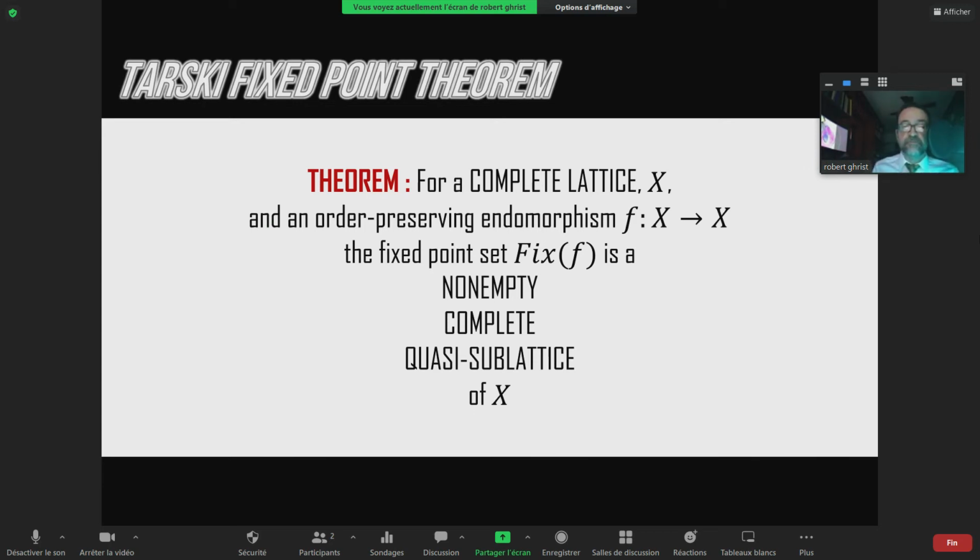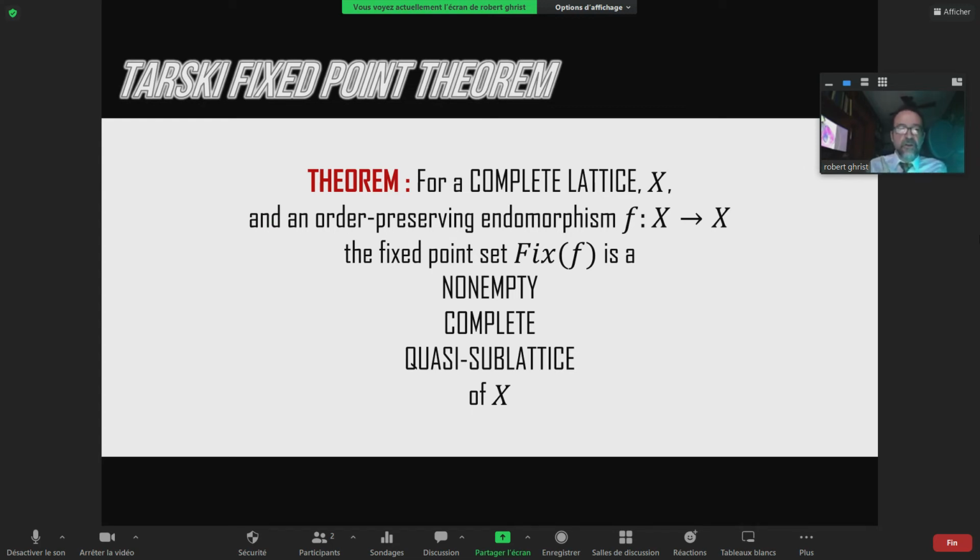The fixed point set of a lattice morphism is a non-empty, complete quasi-sublattice of X. That means, thought of in and of itself, it's a lattice. It's not a sublattice of X because it doesn't necessarily have the terminal element at the top. It's a smaller thing, but as a subset, it is a lattice. That's the Tarski fixed point theorem. Really useful, very cool, not that hard to prove, very general because lattices are all over the place.